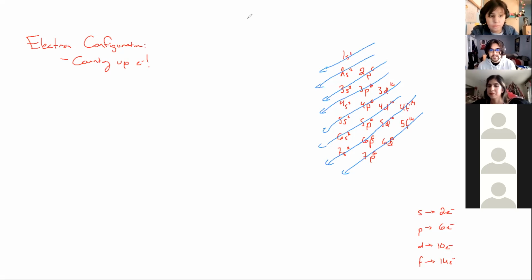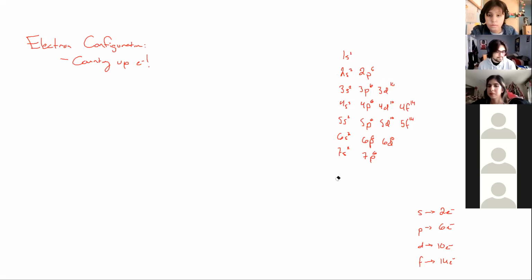So let's go ahead and run through an example. Let's do oxygen first. Oxygen is a pretty simple molecule. How many electrons does oxygen have? 8. It has 8 electrons. Okay, so we want to make sure that we count up to 8.